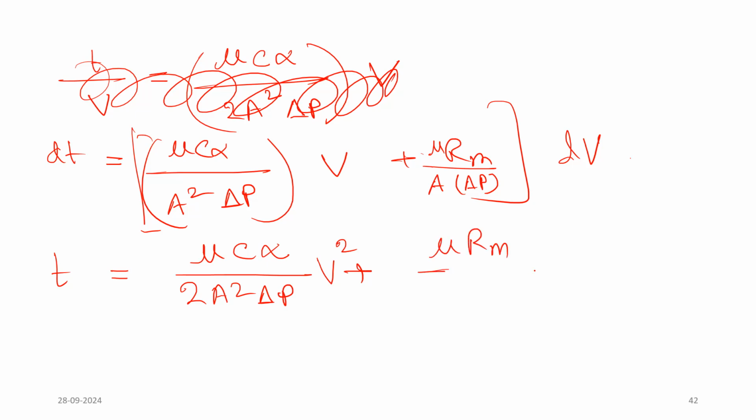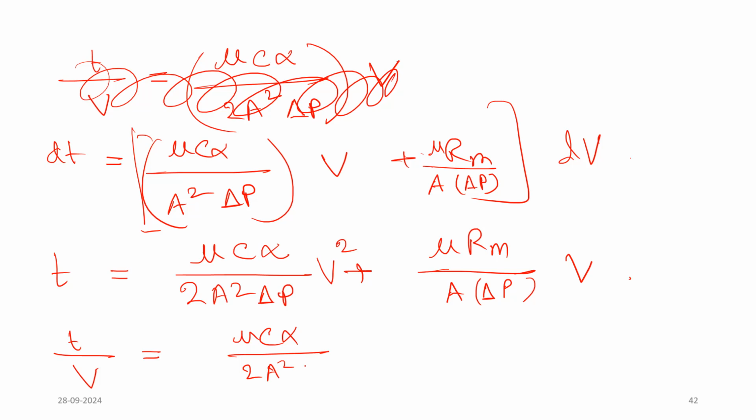Y equals mx plus c, where m is the slope of the straight line and c is the intercept of the straight line. So here A is the slope. From here we are calculating our alpha, that is cake resistance, and from the intercept we can calculate the filter cake and filter medium resistance.